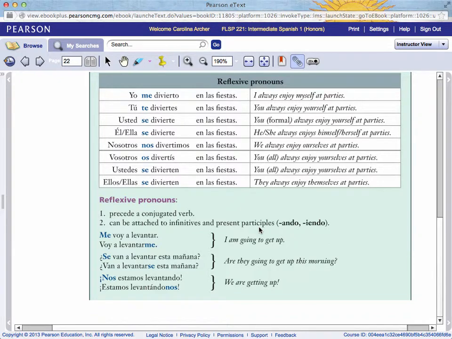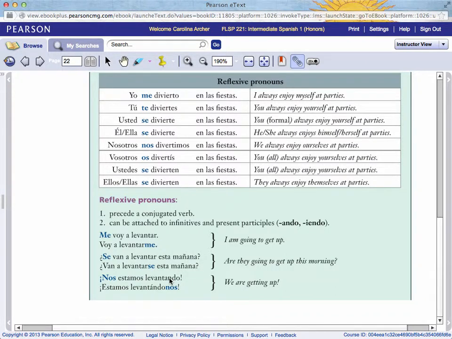A present participle is a verb that ends in ando or yendo. Okay, so for example here, se van a levantar esta mañana. Okay, van is the conjugated verb. So you either put it before the conjugated verb, se van a levantar esta mañana, or you're going to attach it to the infinitive. Van a levantarse esta mañana.